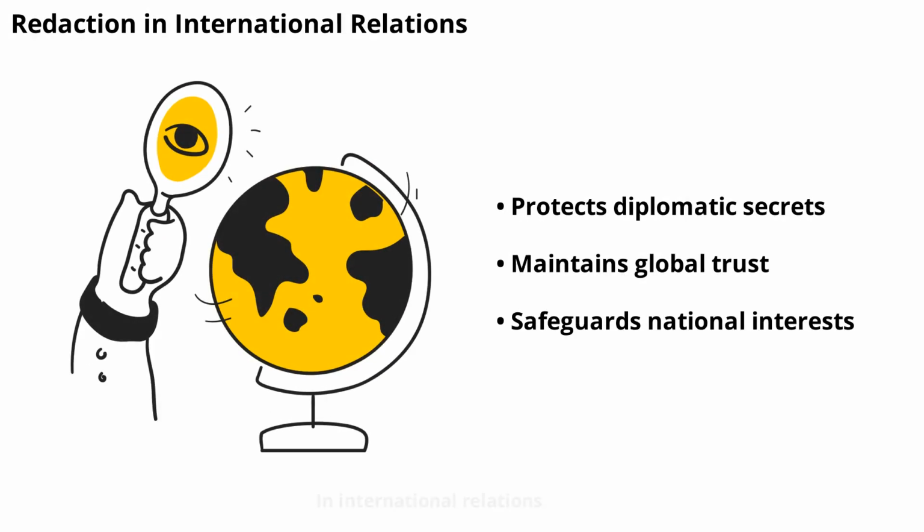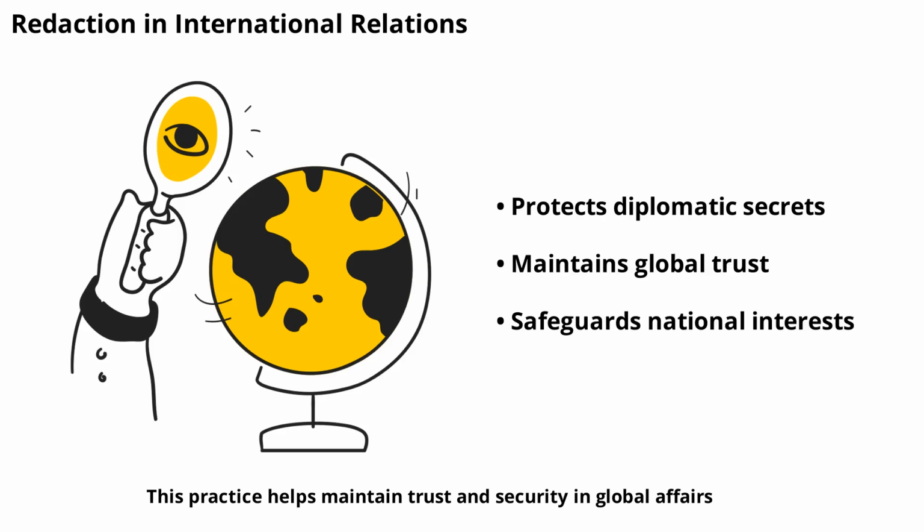In international relations, redaction is used to protect diplomatic communications, intelligence sources, or sensitive negotiations. When governments share documents with allies or the public, they often redact details that could harm national interests or reveal confidential strategies. This practice helps maintain trust and security in global affairs.